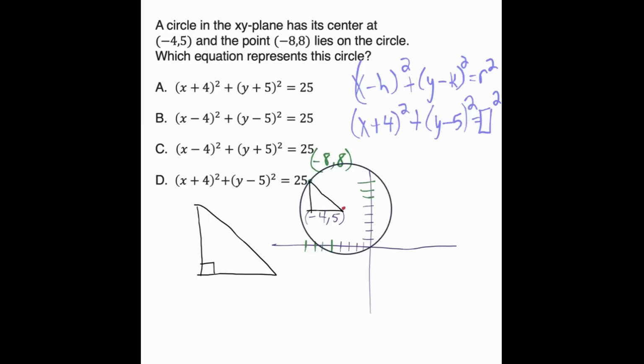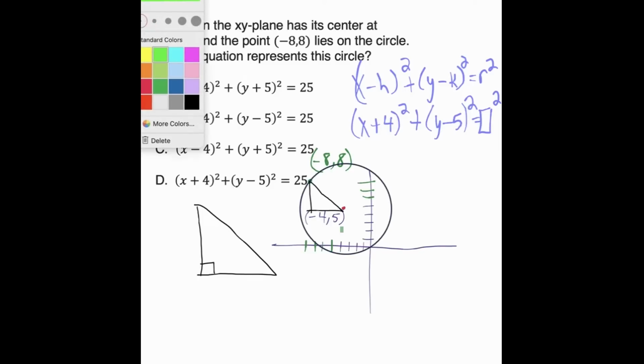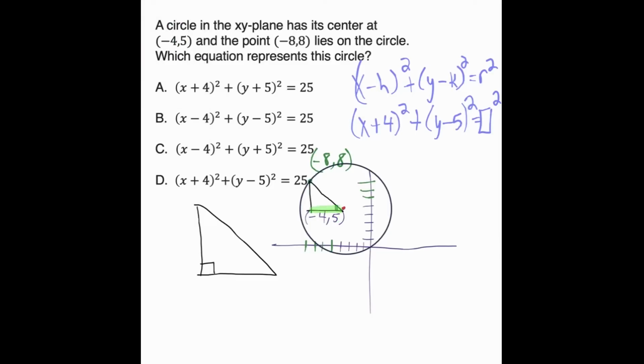For our circle, this bottom side, the horizontal part of that right triangle there, has a length of 4 because it's going from x is -4 to x is -8. So that has a length of 4. The vertical side right here has a length of 3 because it goes from y equals 5 to y equals 8. So we could use Pythagorean, but now that we see that the sides are 3 and 4, this is just a nice classic 3, 4, 5 right triangle.